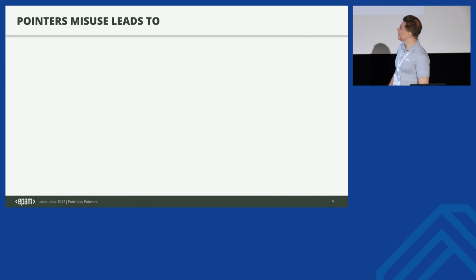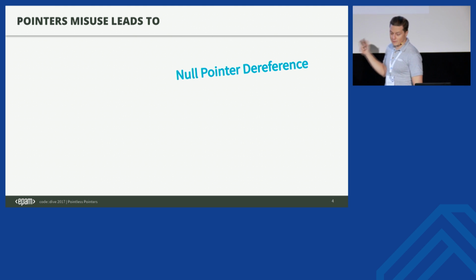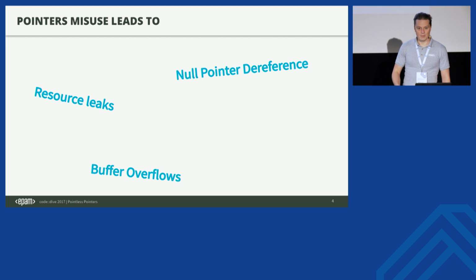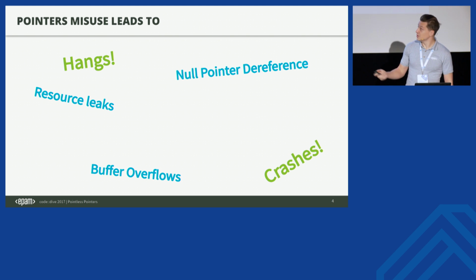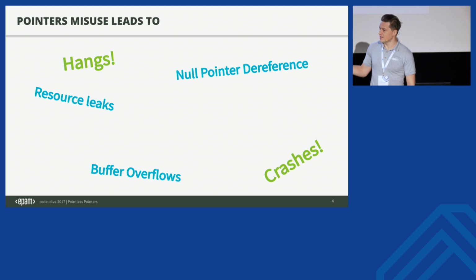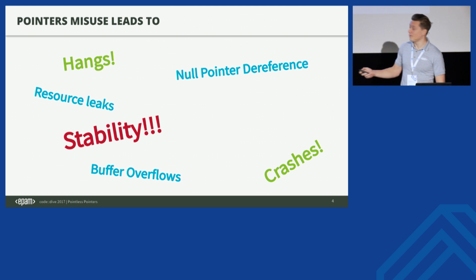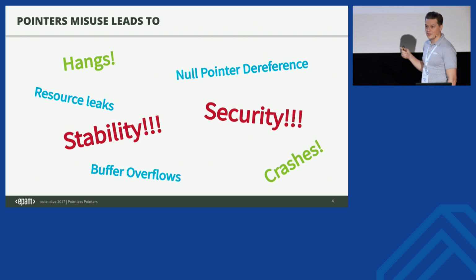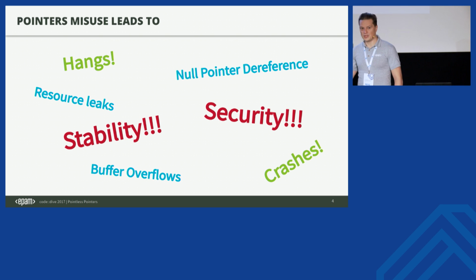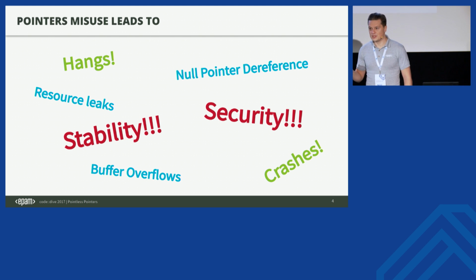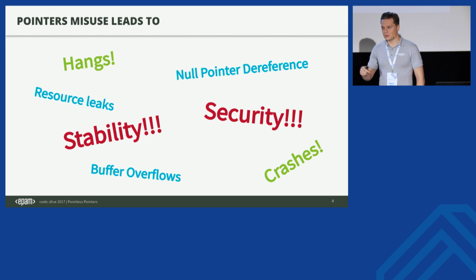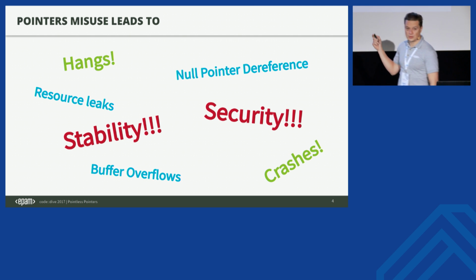Pointer misuse leads to things like null pointer dereferences, resource leaks, and buffer overflows, which cause our product to hang or crash. These are really visible to clients, who report them as stability issues or security issues, if someone can use the vulnerability to exploit our software. Subjects like stability and security cannot be ignored right now in corporations. They are really, really important. And I know from experience that even higher management is able to sacrifice some performance in order to provide those to the clients.